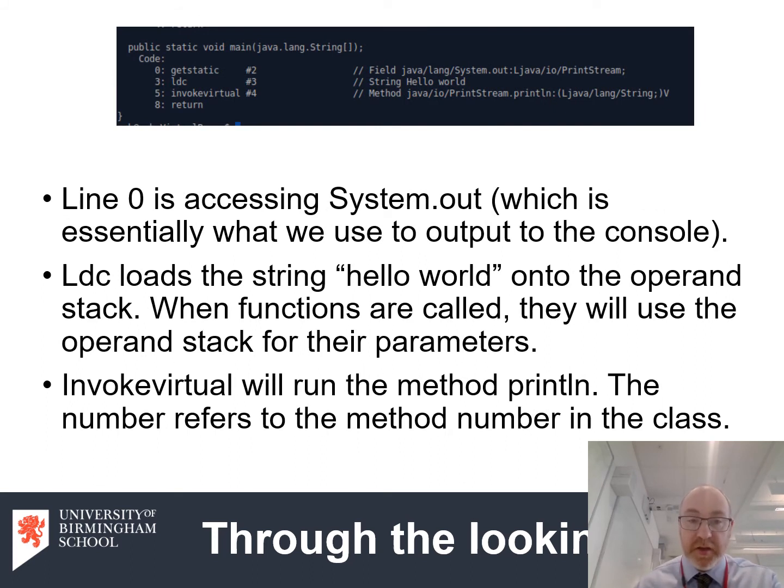On the bytecode, line zero is accessing system.out. That's, in Java, known as the IO stream. Then it loads up the string, and then finally invokevirtual will essentially run that function. So the process, actually, think about it, is very similar. It's getting the string, sending it to a function, bang, there it goes. But the code looks very, very different.